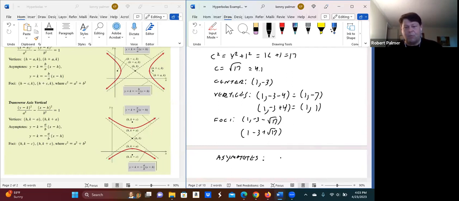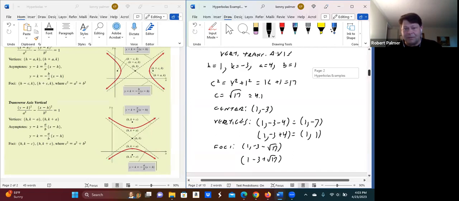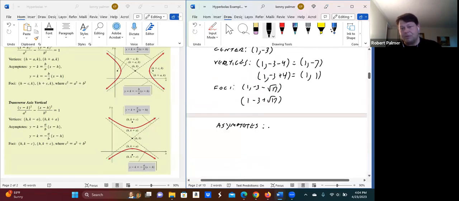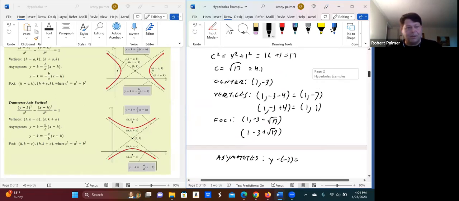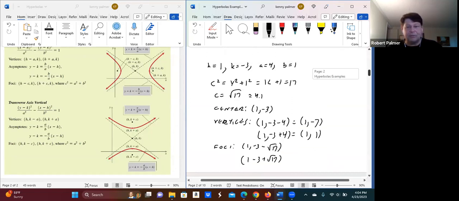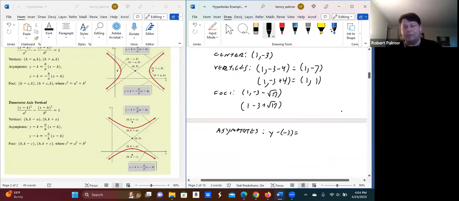Okay, and then our asymptotes. Okay, and so we have y minus k. So y minus negative 3 is equal to b over a, or sorry, a over b. A over b, so 4 over 1 times x minus h, or x minus 1. And then we can simplify that to y plus 3 is equal to 4 times x minus 1.